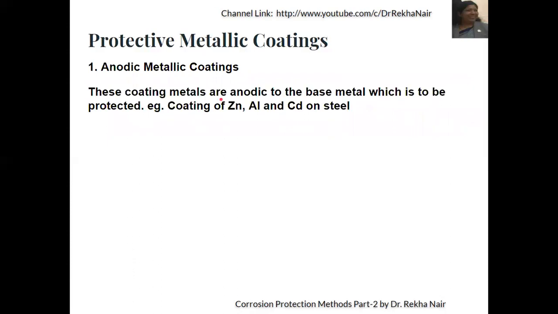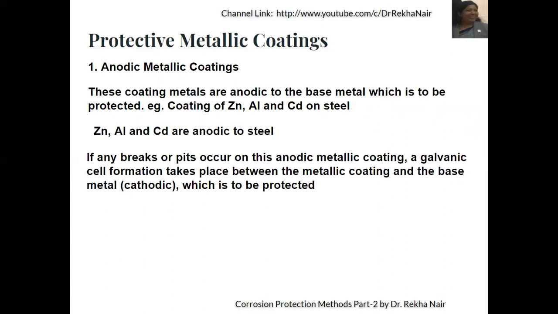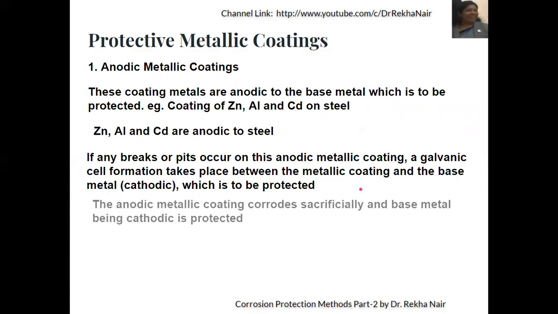In these coatings, as I said, the coating is anodic to the base metal. For example, we have coating of zinc, aluminum and cadmium on the base metal, steel. If any breaks or pits occur in the anodic metallic coating, then galvanic cell formation takes place. And so the anodic metallic coating corrodes sacrificially and the base metal will be protected.